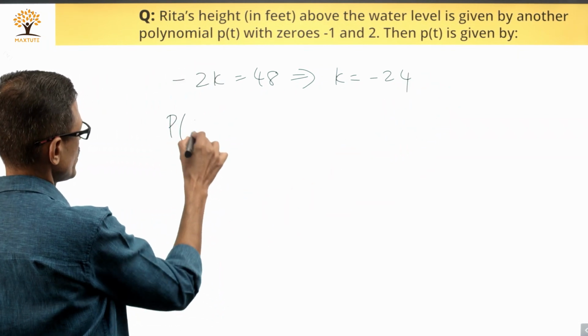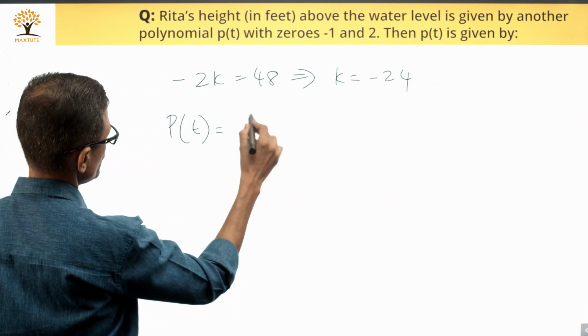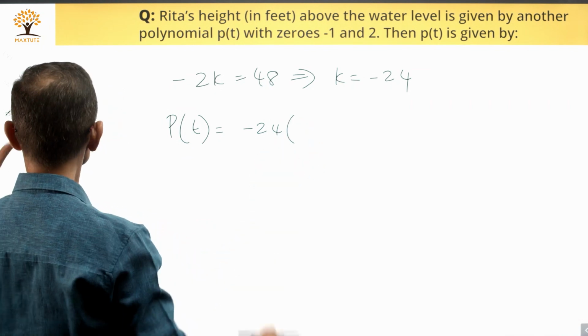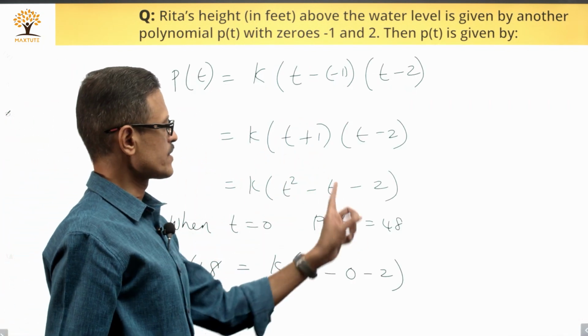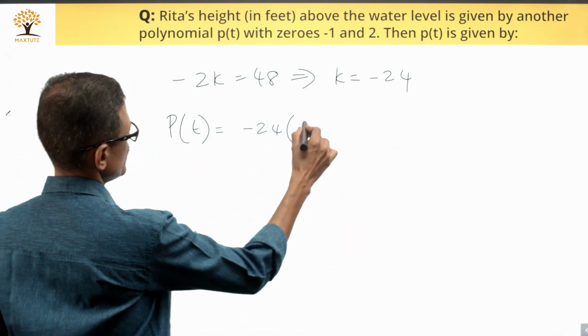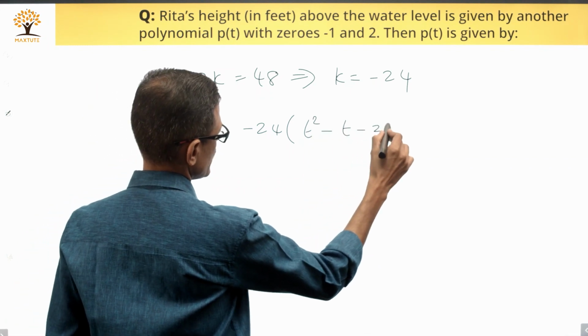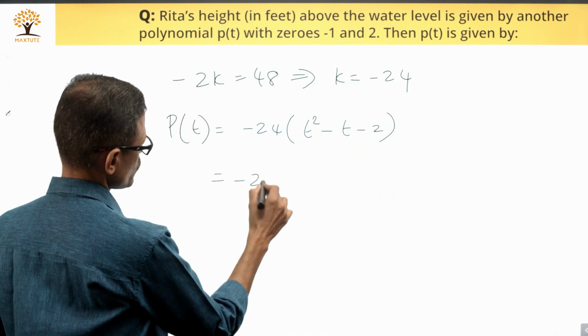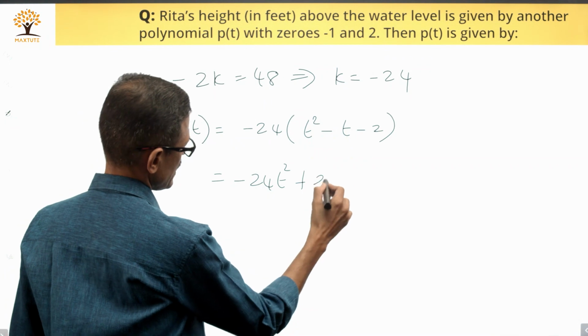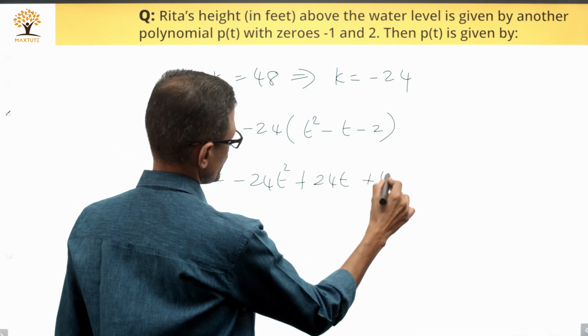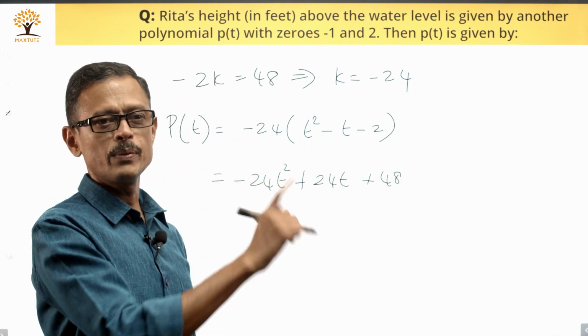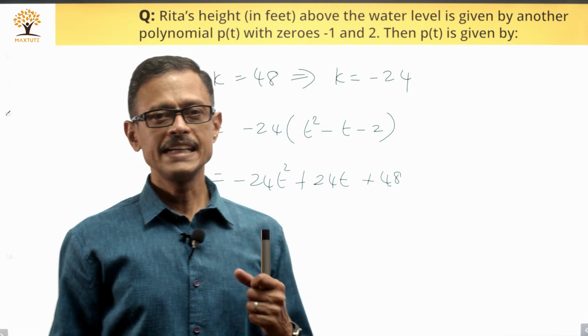So p of t for us is equal to k into (t square minus t minus 2), so minus 24 into (t square minus t minus 2). So this is going to make it as minus 24t square plus 24t plus 48. This is the equation of the parabolic curve that Rita is taking.